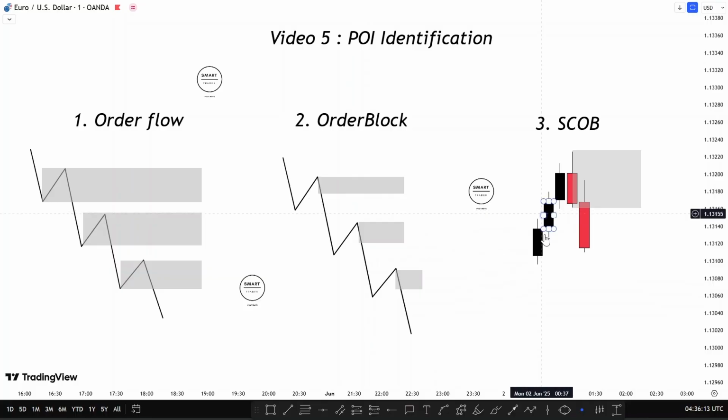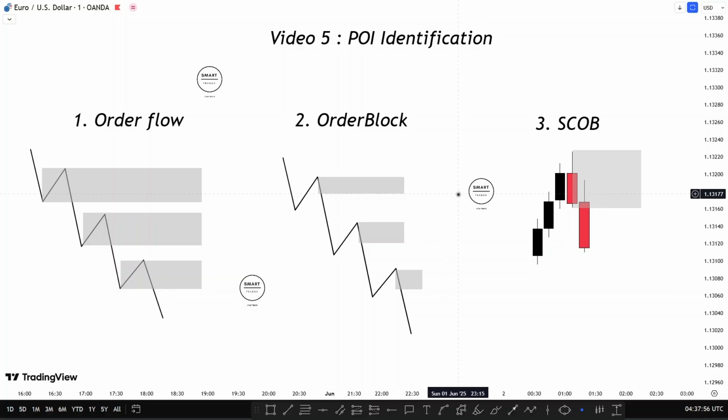The third and last area of interest in SMC is called a single candle order block. A single candle order block is first of all a normal order block, like any order block like this one here. But the only difference is that a single candle order block is an order block that has taken out an interesting area of liquidity or the previous candle's liquidity, like so. So basically, these are the three main types of area of interest in SMC.